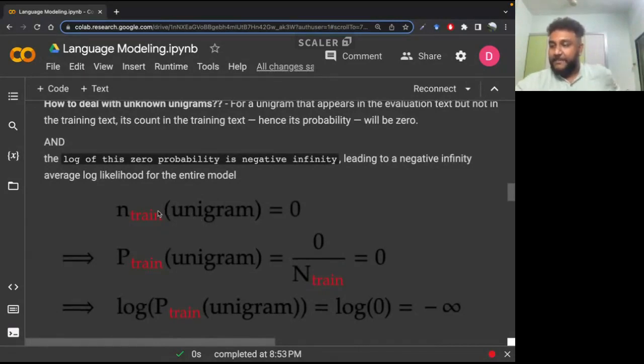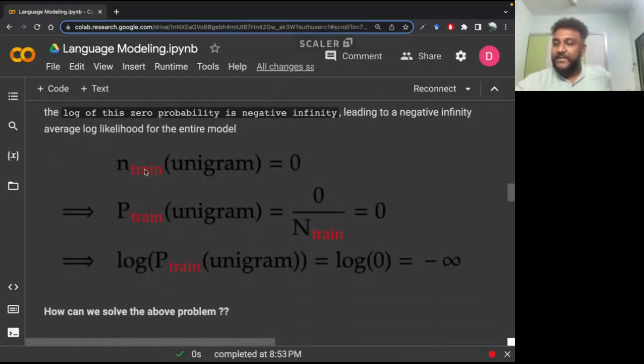So the basic problem is explained over here. The number of times you have seen the word which you have not encountered is 0, so the probability of that is going to be 0 upon n, which is 0. When you are calculating log of 0, you'll get minus infinity. Minus infinity is no way to check anything, like we can't really interpret minus infinity as anything.